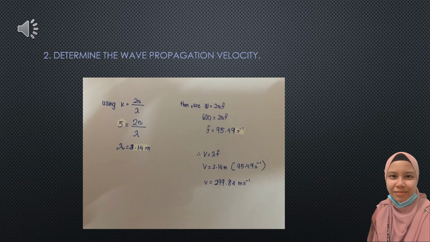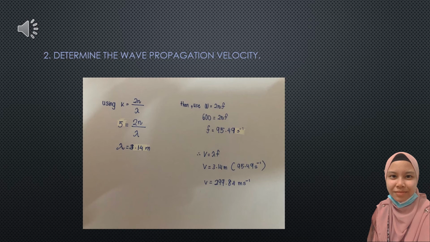Kemudian kita nak cari frekuensi pula. Kita guna rumus omega equals to 2 pi f. Kita masukkan nilai omega 600. Dan kita kira macam biasa. Akan dapat 95.49 second negatif 1 for frequency.